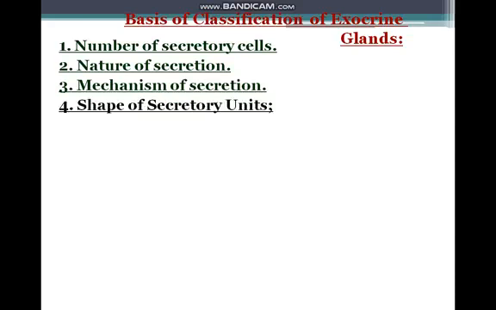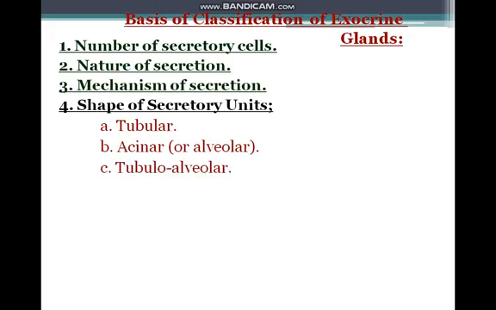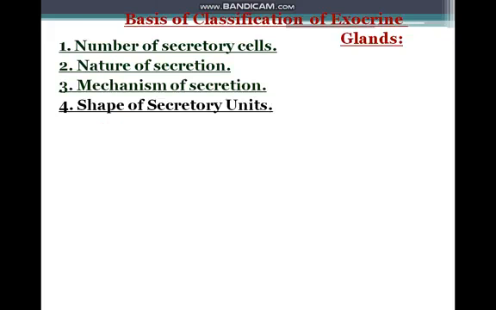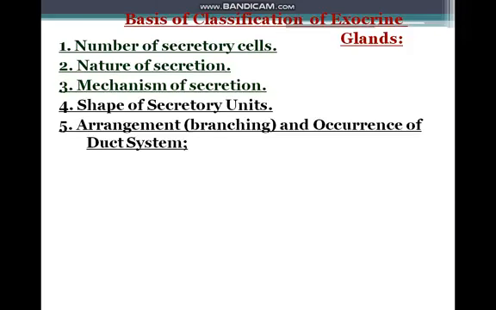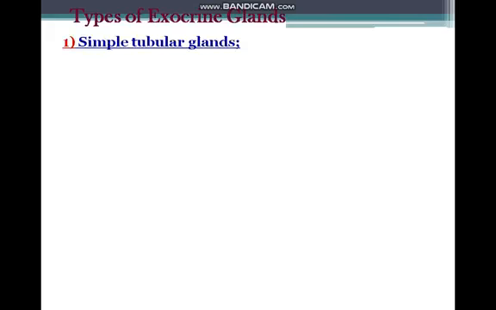According to the shape of the secretory units, we have a tubular secretory unit and acinar, also called alveolar, and we have a mixed tubulo-alveolar. According to the branching of the duct system, if it's simple, meaning a non-branching duct system that stays single, it's called simple, and if we have a branched duct system, we have compound glands.